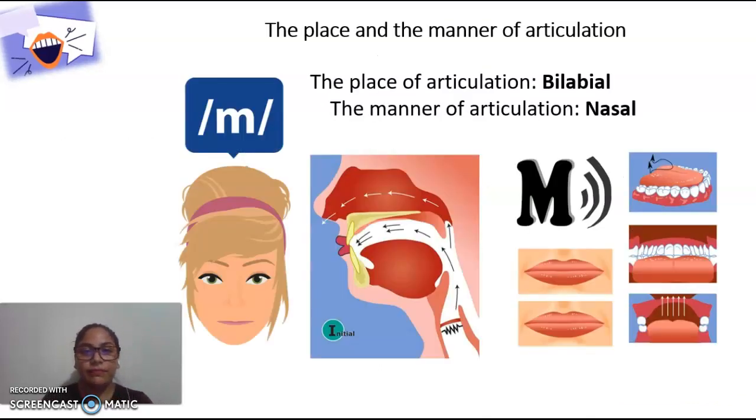Now, the consonant sound M. The place of articulation is bilabial, and the manner of articulation is nasal.